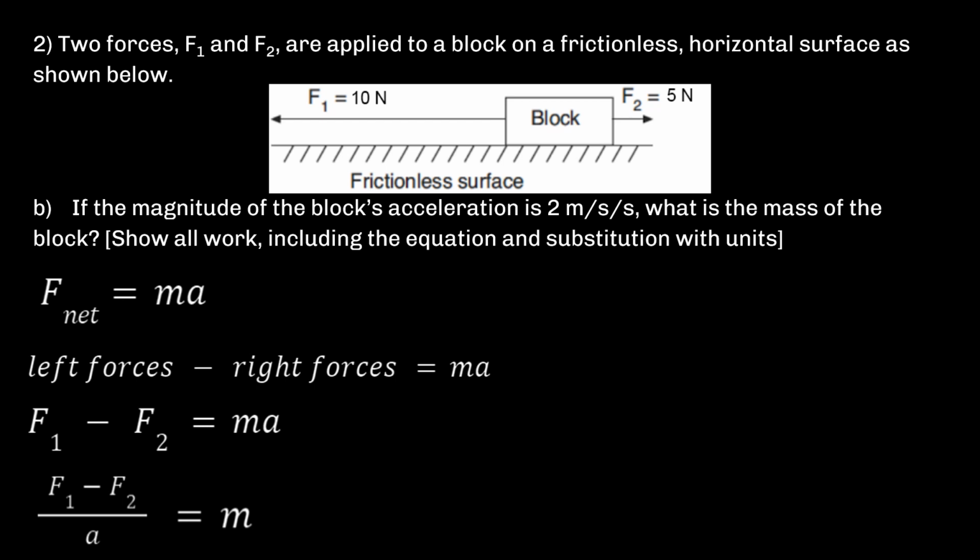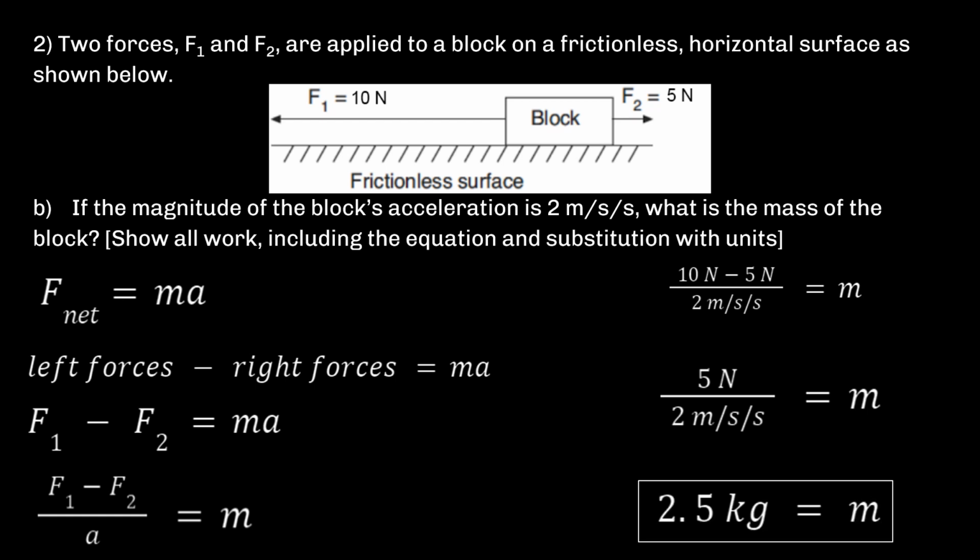Now I can plug everything in because I've done all my algebra. I know what my forces are going to be in each place. F1 again, that's 10 newtons, minus F2, that's 5 newtons, over my acceleration, which is given to me as 2 meters per second squared. 10 minus 5, that's 5 newtons, over 2 meters per second squared, equal to my mass. 5 over 2, that's going to be 2.5, and then I know that the units for mass are kilograms. So that's going to be my answer, 2.5 kilograms is going to be equal to the mass of this block.